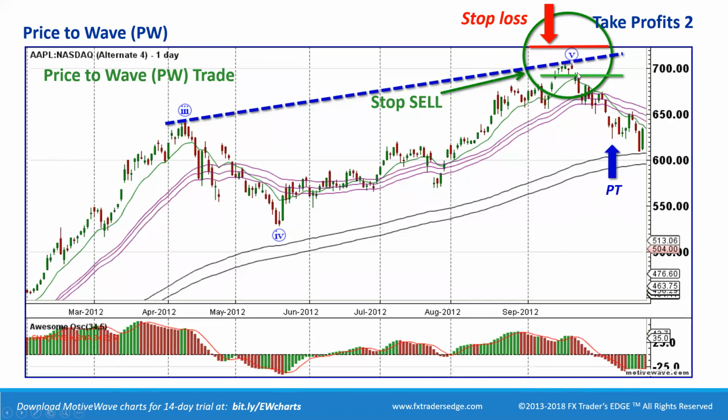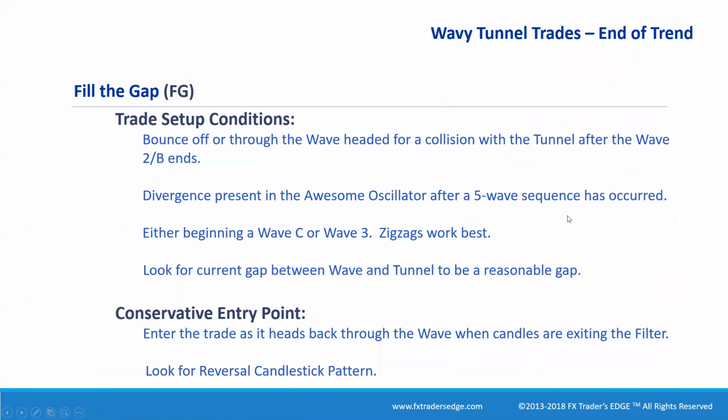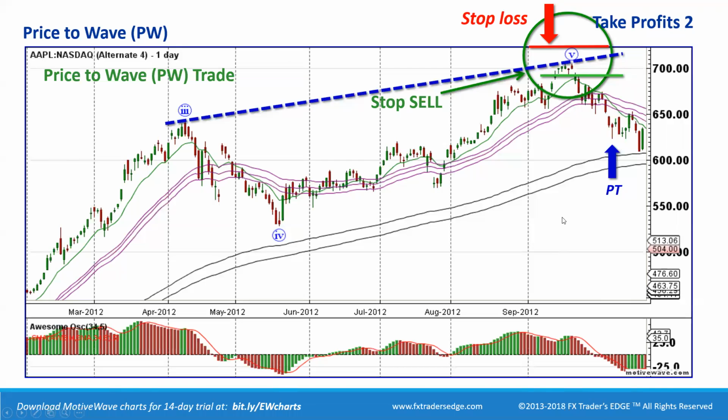In this case, we can ride our target down if we want to, longer than just getting out at the wave, because the first cycle in this case is going into the gap. And then we see this hammer. It's a reversal candlestick pattern, so we might want to just get out of our trade if we're just taking the PW trade. And we want to re-enter again for a fill the gap. So that's the PW trade.